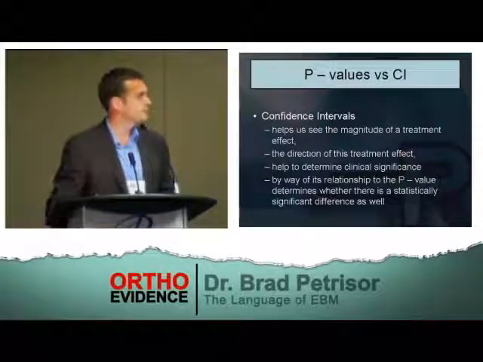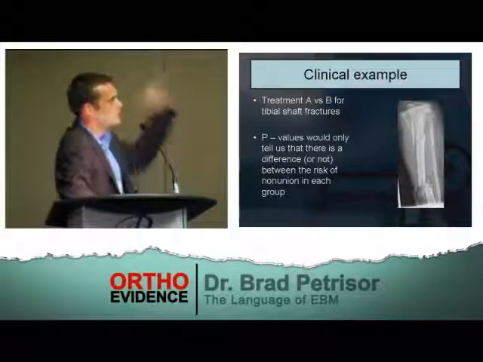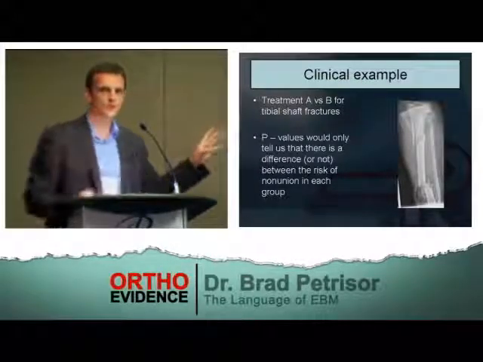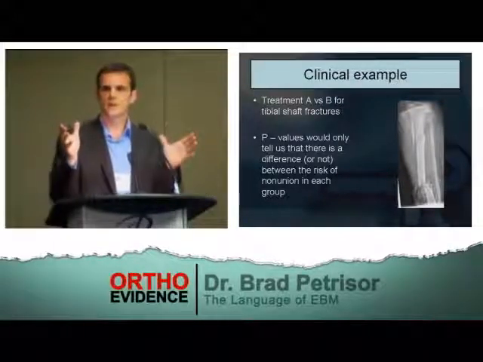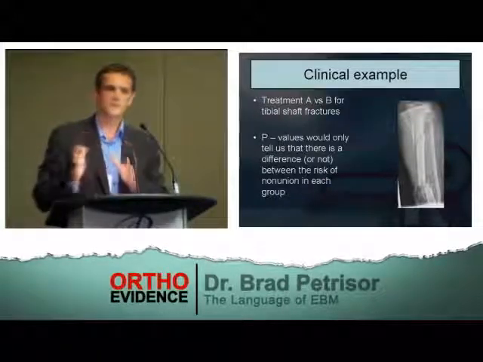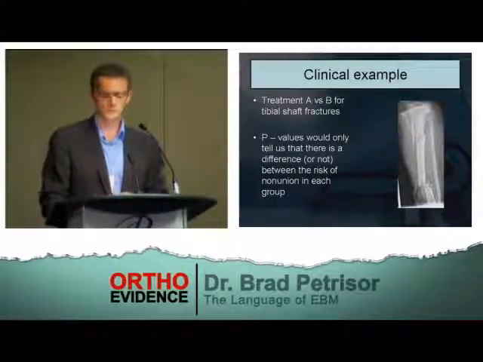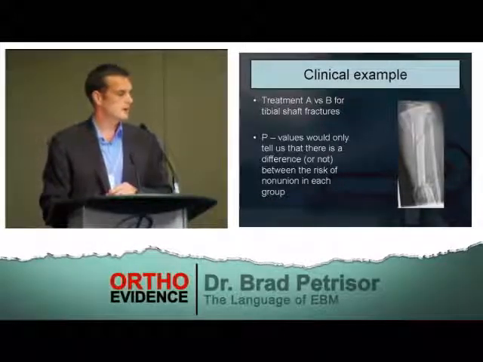Let me just give you an example. So, here's a tibial shaft fracture. We have treatment A versus treatment B for tibial shaft fractures. The p-values would tell us, well, treatment A is different than treatment B, and we have a 5% chance of being wrong in our conclusion.